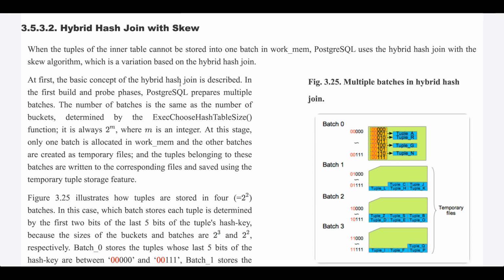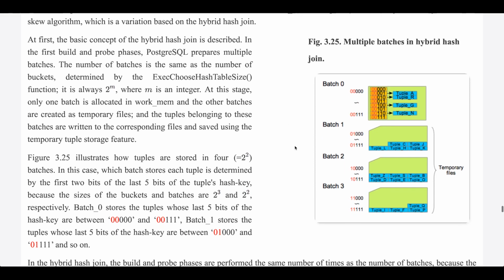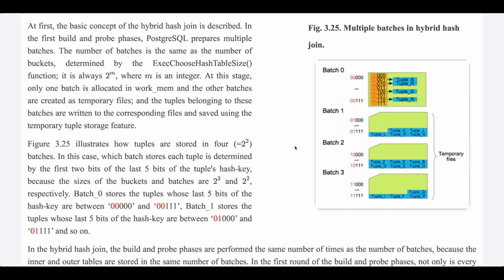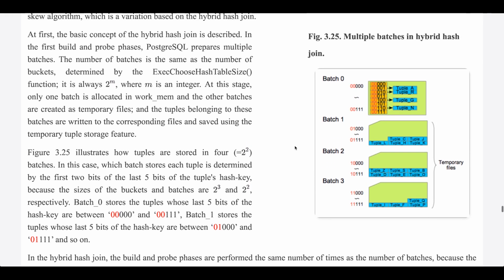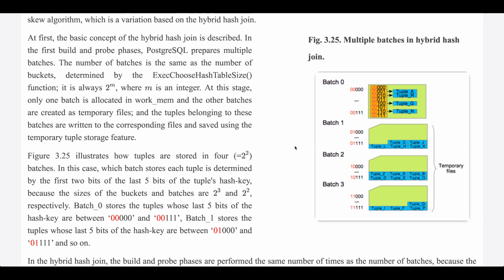In the first build and the probe phases, Postgres prepares multiple batches. The number of batches is the same as the number of buckets, determined by the ExecChooseHashTableSize function. It is always 2 to the m, where m is an integer. At this stage, only one batch is allocated in workmem, and the other batches are created as temporary files. And the tuples belonging to these batches are written to the corresponding files and saved using the temporary tuple storage feature.